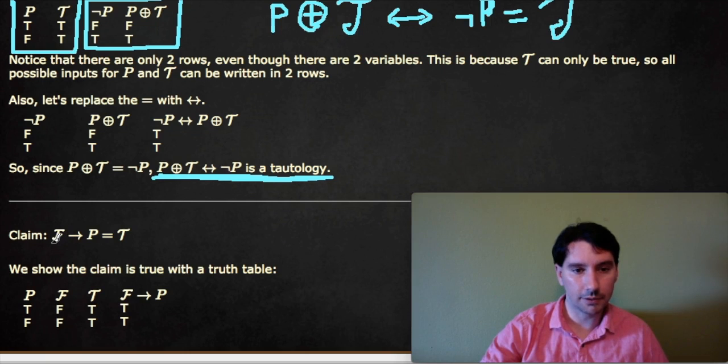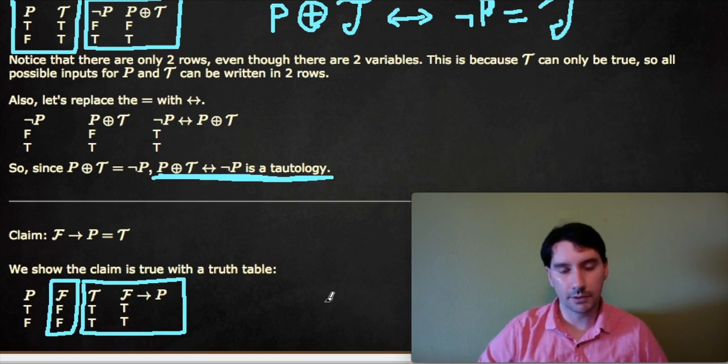Another claim that we could show is that a contradiction implying a statement is a tautology. So remember that a contradiction is always false, therefore we have all falses in this row, and false implies anything is true. So whether P is true or false, false implies P is true, which is the same thing as a tautology, it's always true. Therefore a contradiction implying P is a tautology. So there's some more practice you can do below in the problems with computing statements with contradictions and tautologies.